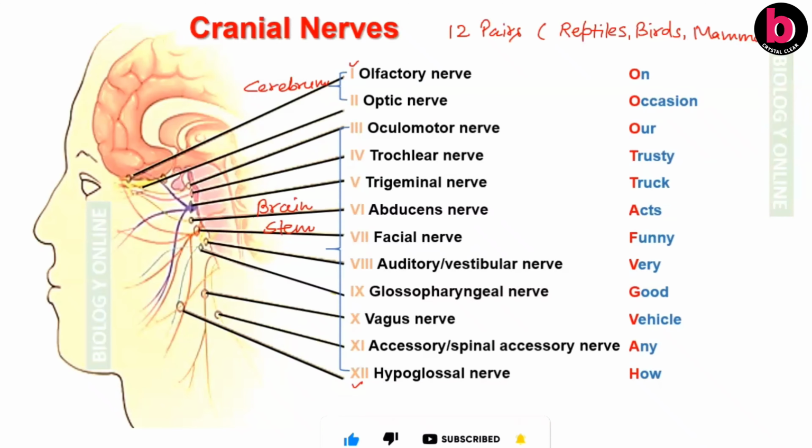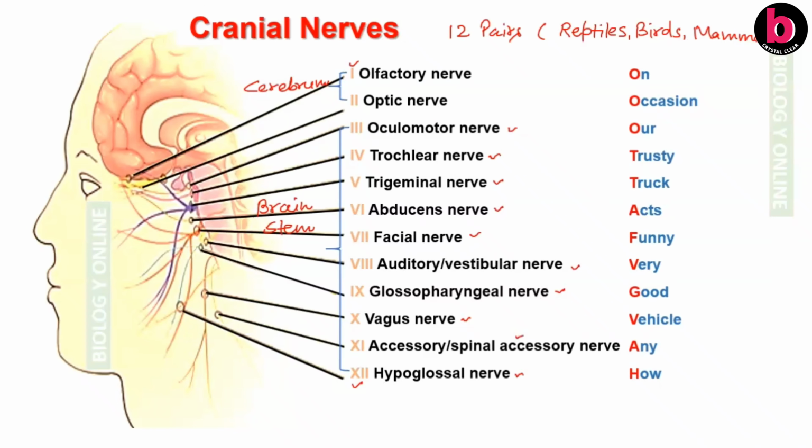So here, the first is olfactory nerve, second is optic nerve, third is oculomotor nerve, fourth is trochlear, fifth is trigeminal, sixth is abducens, seventh is facial nerve, eighth is auditory vestibular or vestibulocochlear nerve, ninth is glossopharyngeal, 10th is vagus nerve, 11th is accessory or spinal accessory nerve, and 12th is hypoglossal nerve.